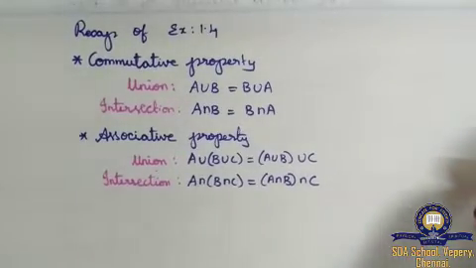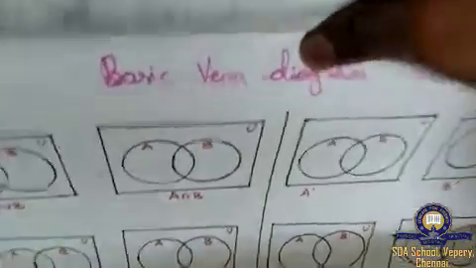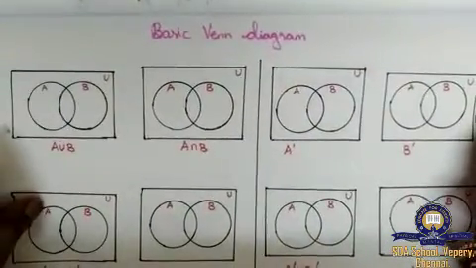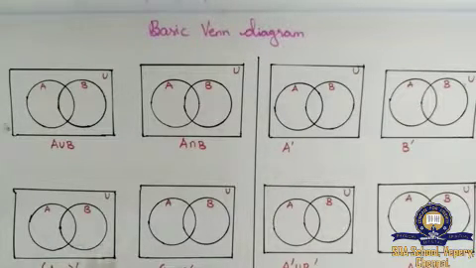Now we are going to see exercise 1.5. In exercise 1.5 we have 11 sums in total. In those 11 sums, some sums are problems based on the properties and other sums are related to Venn diagrams. So before I go on to the Venn diagram part, I wanted to teach you the basic Venn diagram which we learned in exercise 1.3.